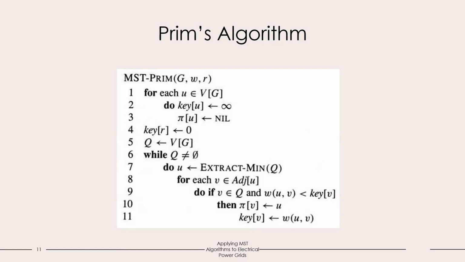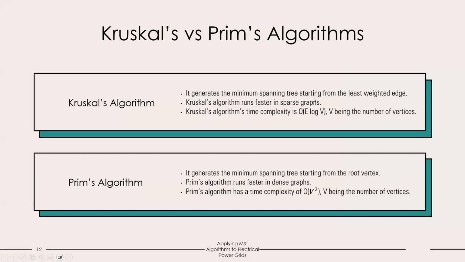found. So both Kruskal's and Prim's algorithm are greedy algorithms. So you can also see how they differ from each other. Some of the differences that you can draw between Kruskal's and Prim's algorithm: first, Kruskal's algorithm generates the minimum spanning tree from the least weighted edge. Meanwhile, Prim's algorithm generates the minimum spanning tree starting from the root vertex. And Kruskal's algorithm runs faster for sparse graphs, and Prim's algorithm runs faster for dense graphs.